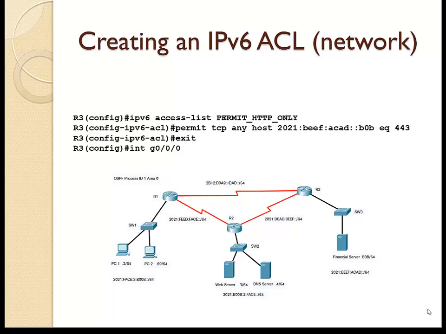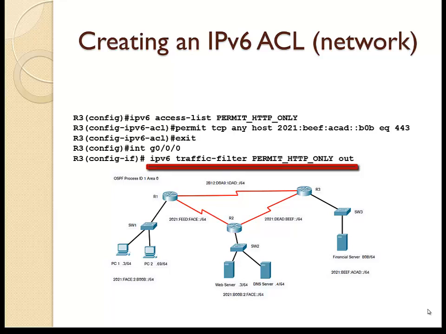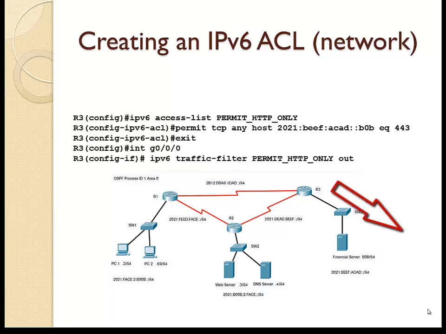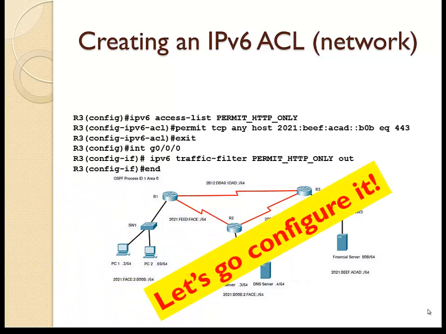We're going to exit. Then we're going to jump into our interface, interface gigabit 0/0/0. That's the LAN leg going out to that financial server. And we're going to apply that access list, IPv6 traffic filter permit_HTTPS_only, out. Then we end, and it takes us right back to the router 3 prompt. Of course, you'll want to test this and then save it into your running configuration. So let's go configure it.